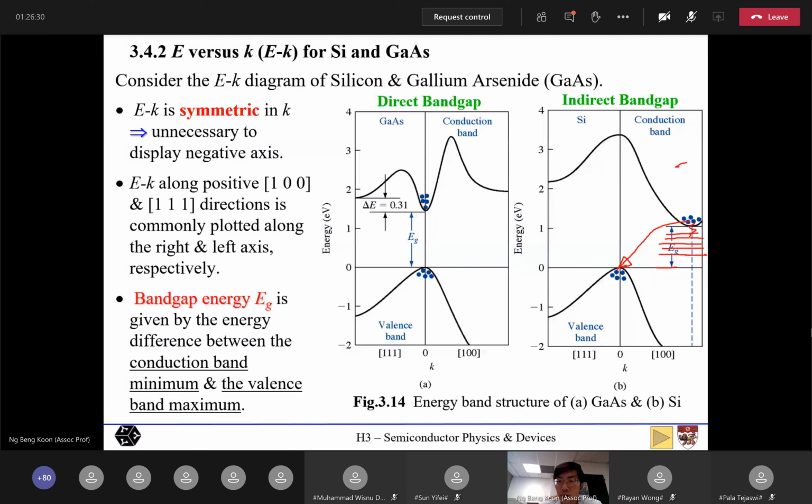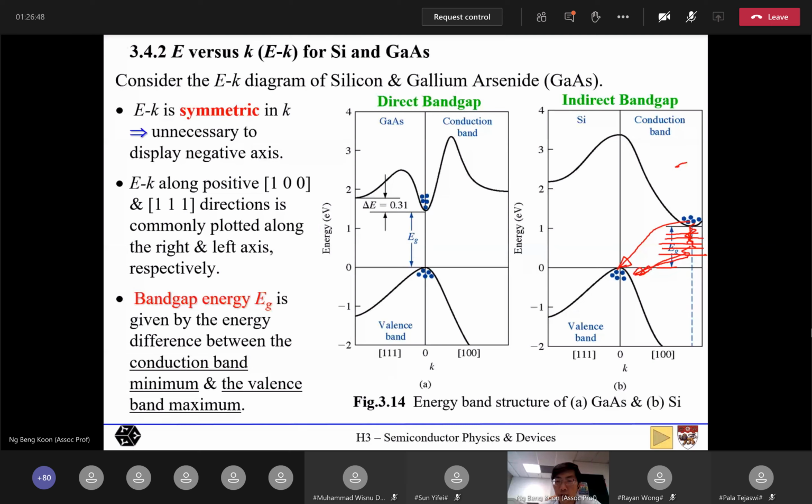Instead, you go through the defect levels, that means you go to some defect level and transit down to the valence band. Then this is actually easier, and in doing so, it loses the energy as heat to the crystal. So this is actually higher probability.